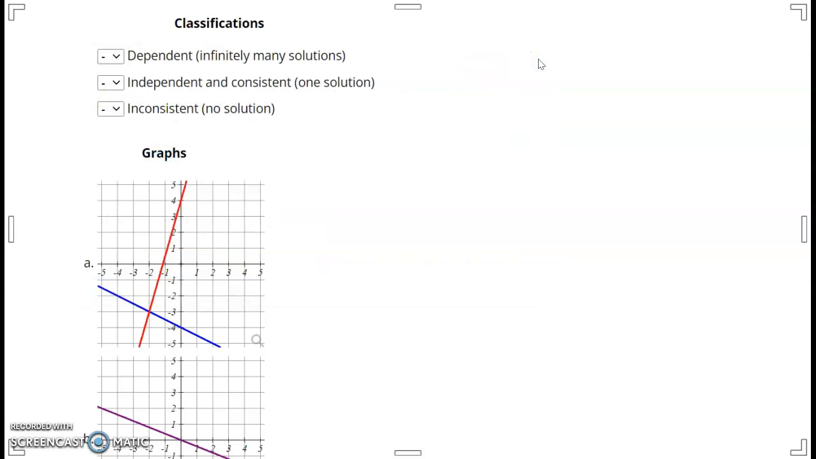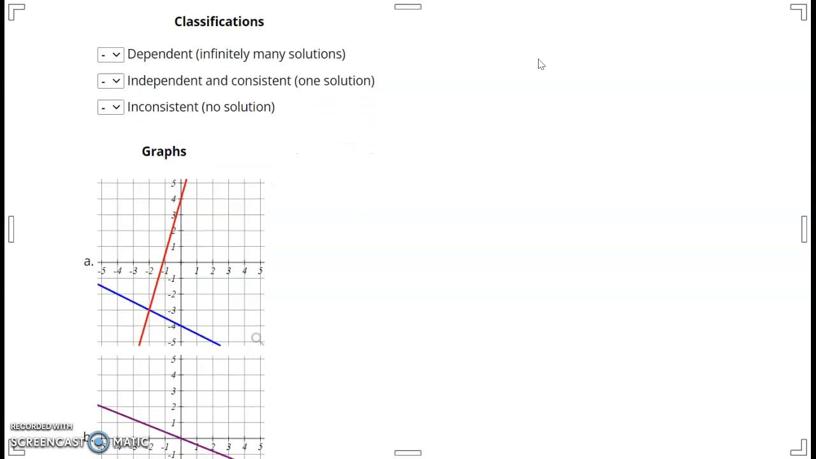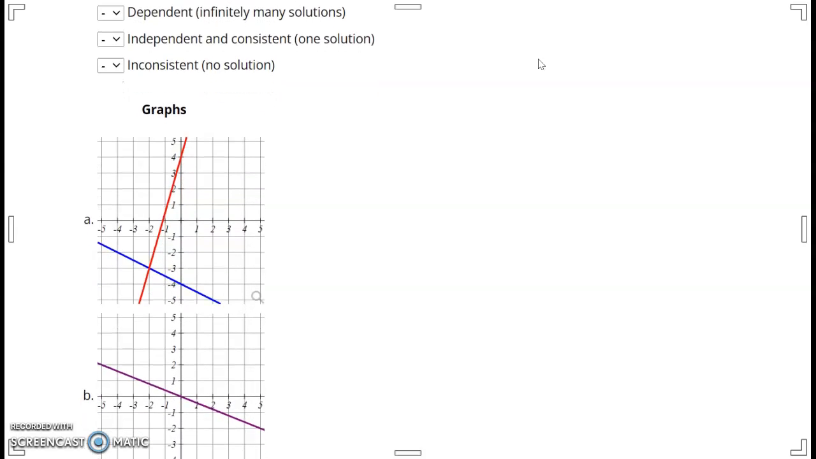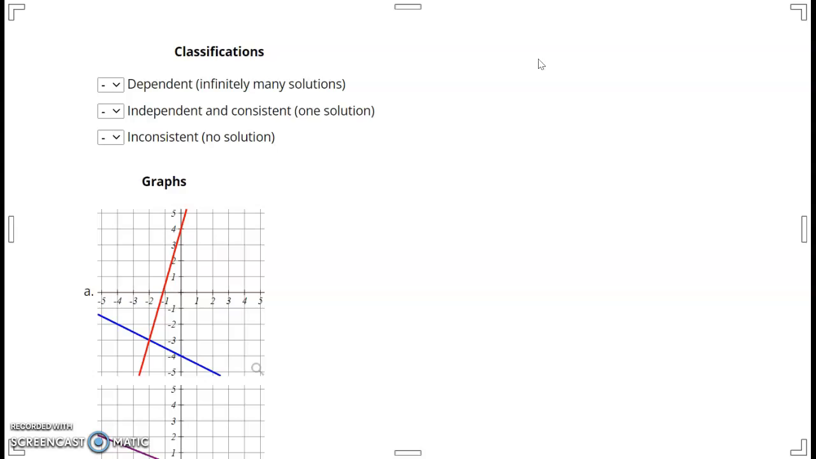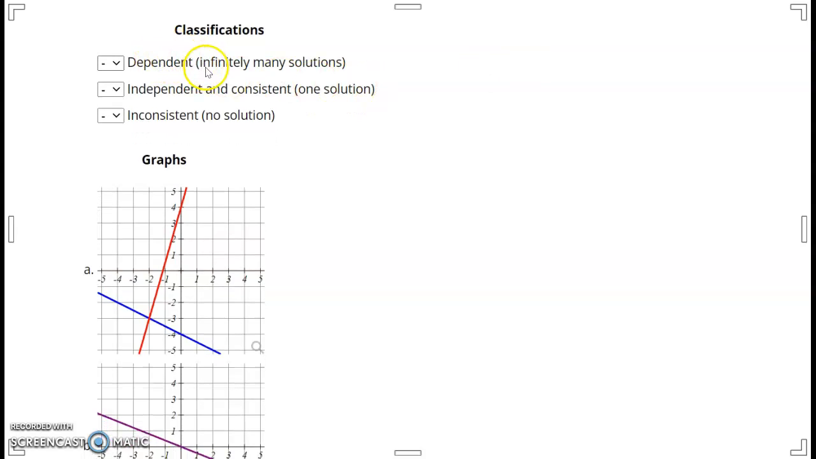Okay, this is the Module 4 review for Math 990. So we're just going to look at a few problems throughout. First, I want to look at this one where we're looking at these three graphs and deciding, are they dependent, which means there's infinitely many solutions? Are they independent and consistent, which means one solution? Or inconsistent, which means no solution?